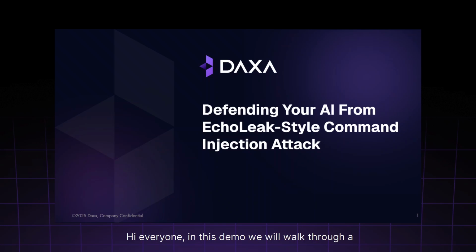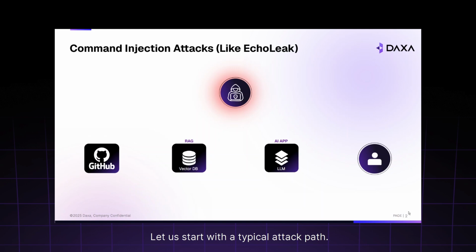Hi everyone. In this demo, we will walk through a real-world example of an AI command injection attack, similar to the recently disclosed EchoLeak vulnerability in Microsoft 365 Copilot, but applied more broadly to an AI RAG application. We will show how attackers can weaponize everyday documents to quietly exfiltrate data from trusted AI systems, a threat that is invisible to end users and missed by most AI firewalls. And we will see how Pebblo from Daxa proactively detects and stops such threats with deep data context and AI runtime control. Let us start with a typical attack path.